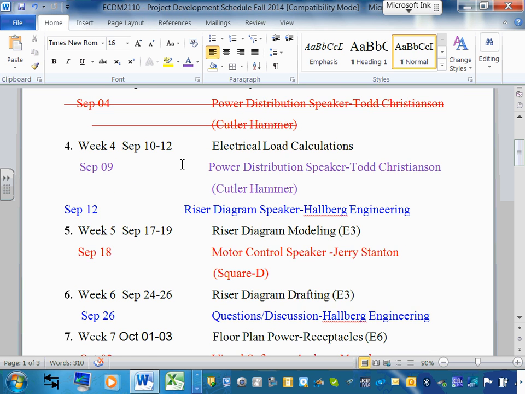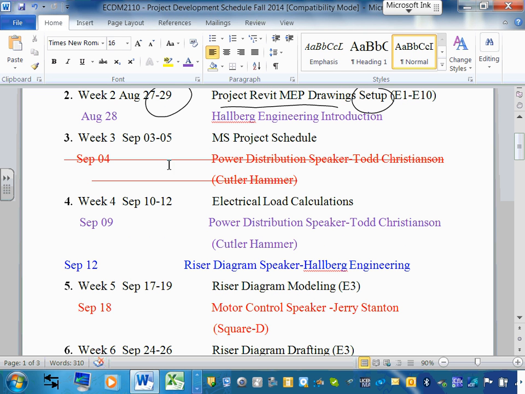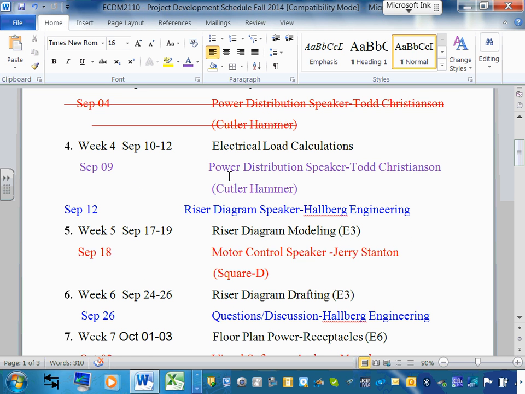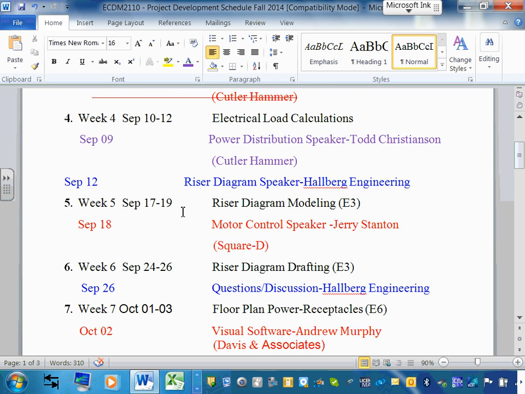Okay. Then week 4, Color Hammer was supposed to be here in week 3. They apologize, they can't make it, so I rescheduled them into the 9th. On week 4, we're going to do electrical load calculation, a detailed calculation for the commercial building. At the end of the 3 days, you're going to give me an Excel sheet with math that does the load calculation. I've showed you some of the load calc. Also, we will be on September 9th. It's not Monday, that's a Tuesday.